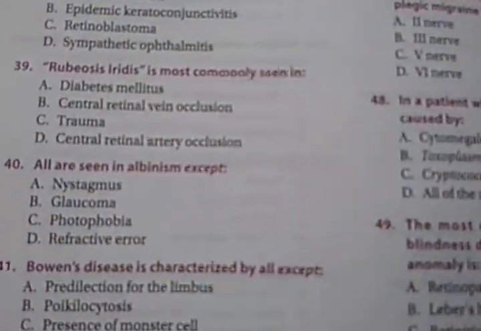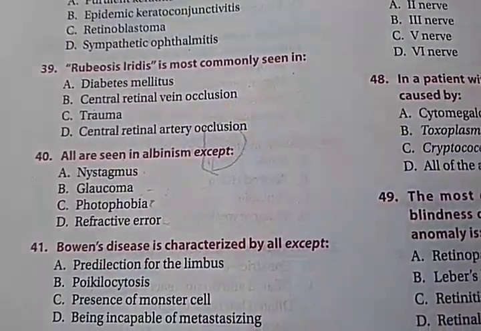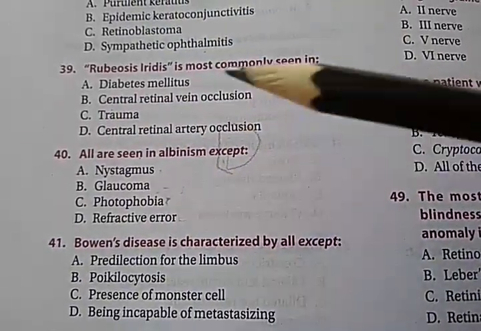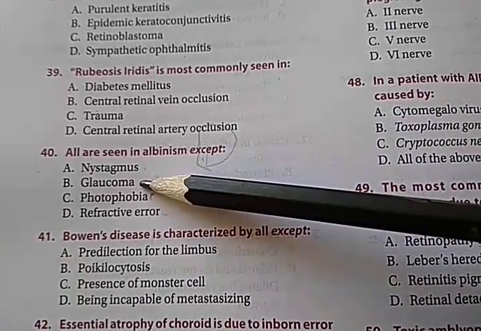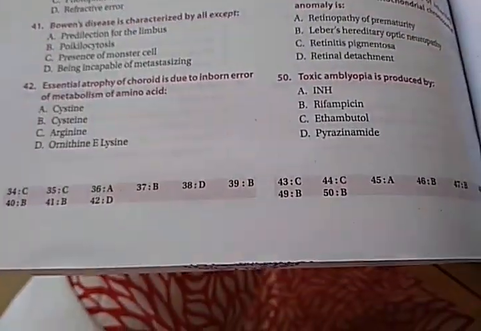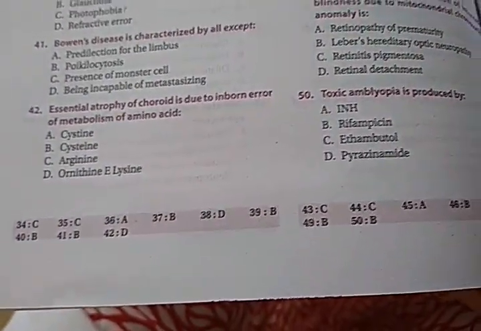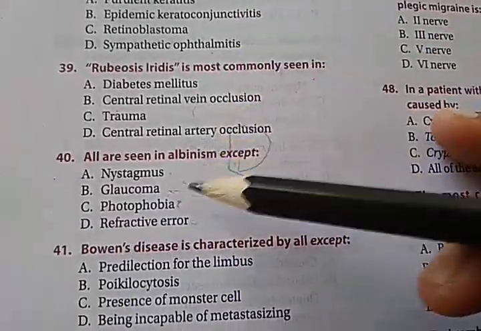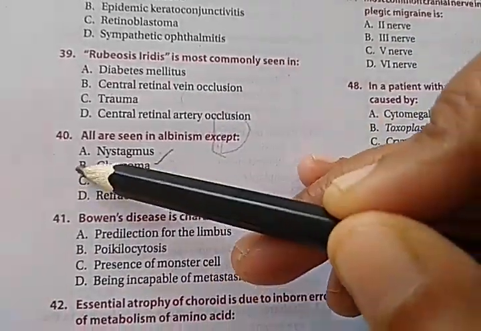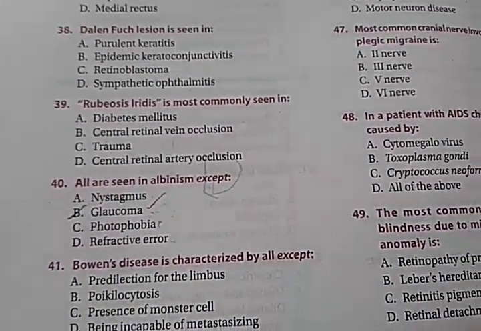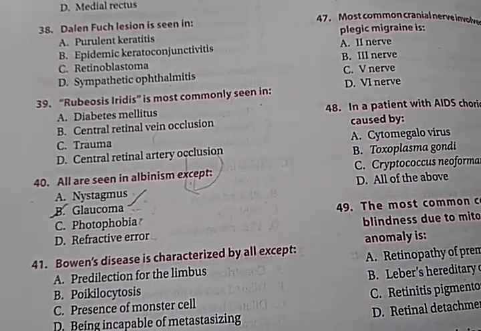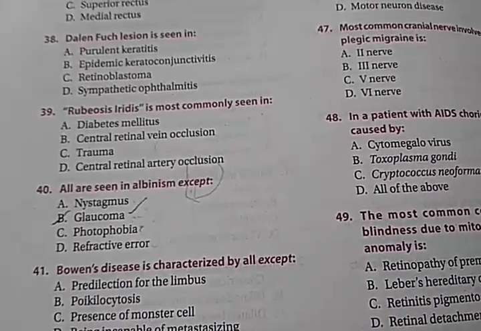All are seen in albinism except, okay, 3 things are there in this albinism guy, but one won't be there. Do you think that guy will have glaucoma? Let's see, 40. 40 is B. They won't have glaucoma, see? I kind of guessed it right because I feel everything is less in them. Why will intraocular pressure become more in them? So they'll have nystagmus, photophobia, refractive error, but they won't have glaucoma.